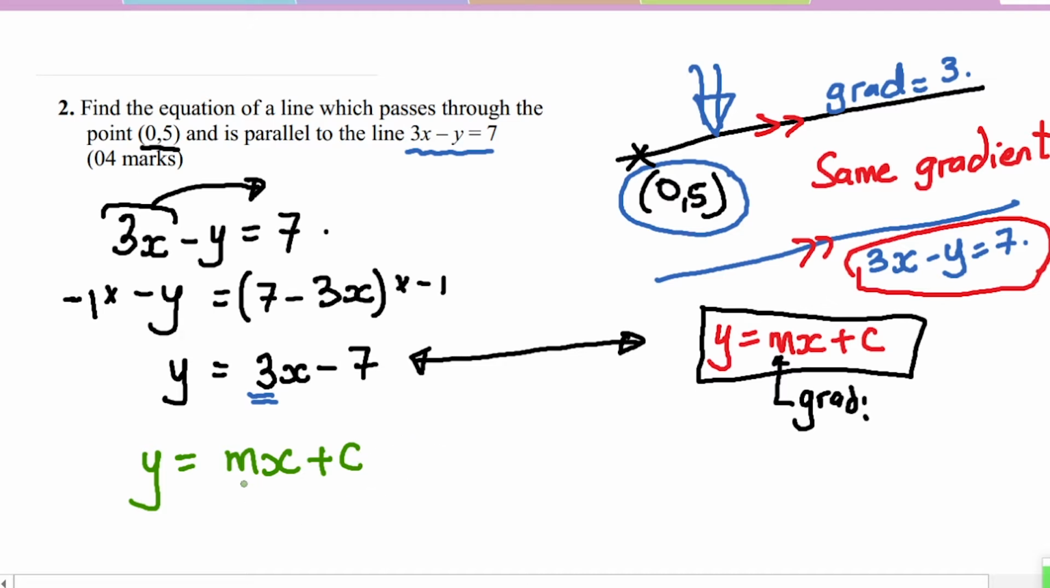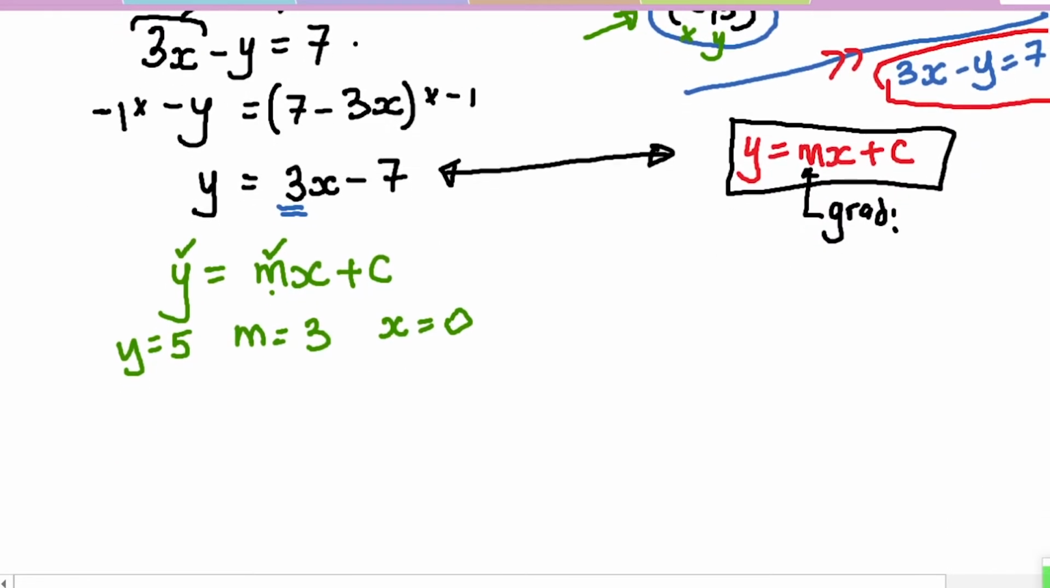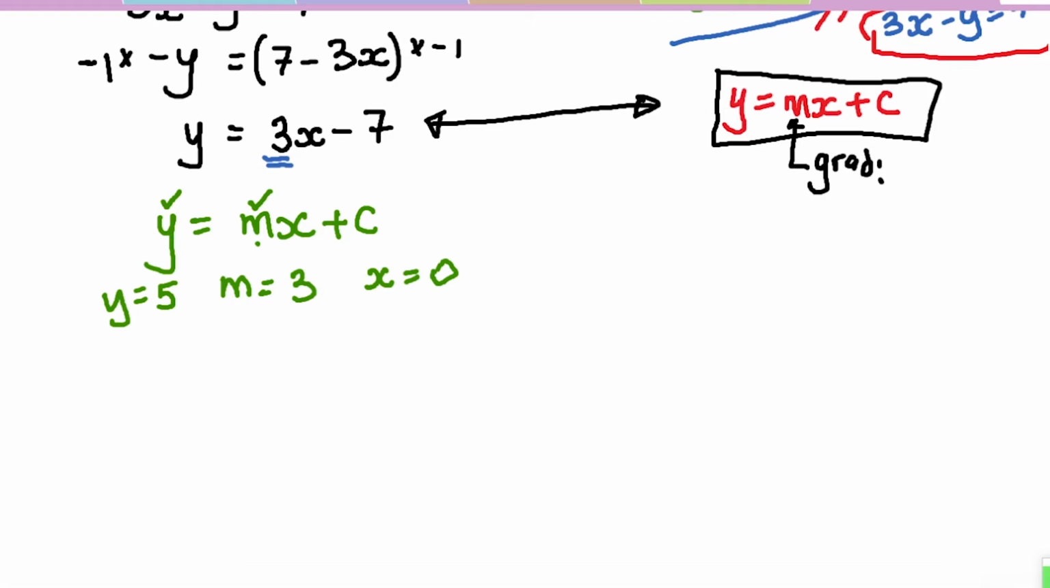We have our value of m already. We know that m is going to be equal to 3 because we have 3. We have a point, we have y because it's going through point 0, 5. So if this is x and that y, we know that our value of y here is 5. And we also know that our value of x is equal to 0. So our job here is to find the value of c.